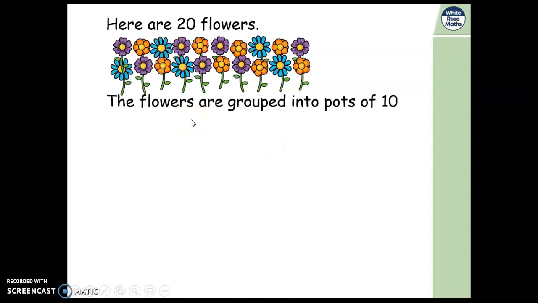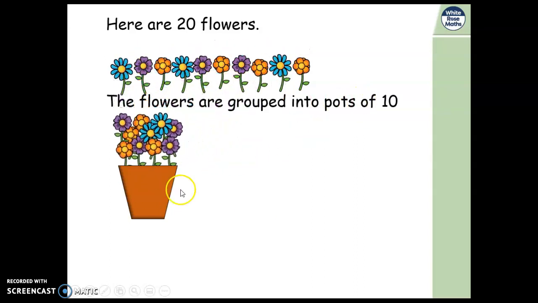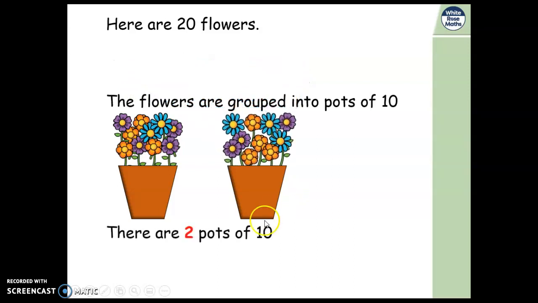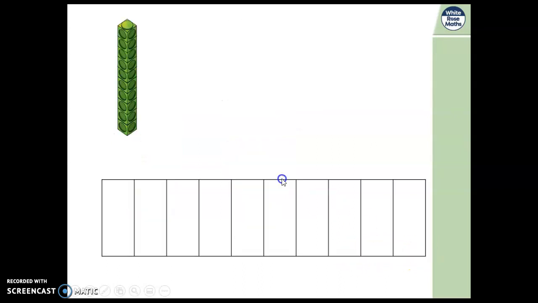Now we're going to look at them grouping. So the flowers are grouped into pots of 10. So one pot, I'm going to put 10 in. One pot, I'm going to put 10 in. There are 2 pots of 10. 20 into pots or into groups of 10 equals 2.